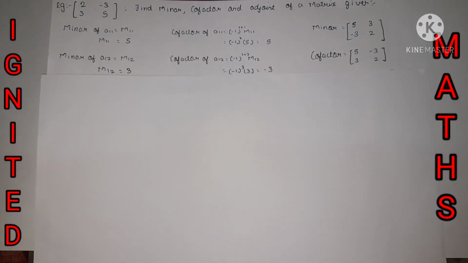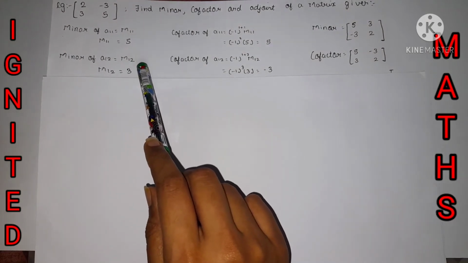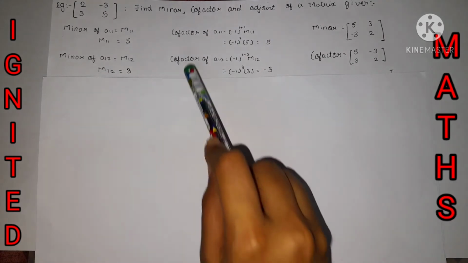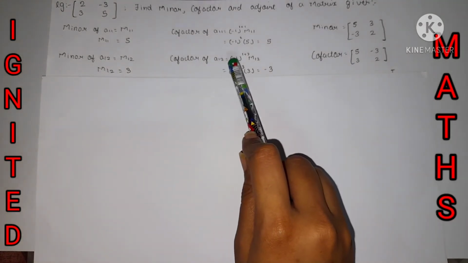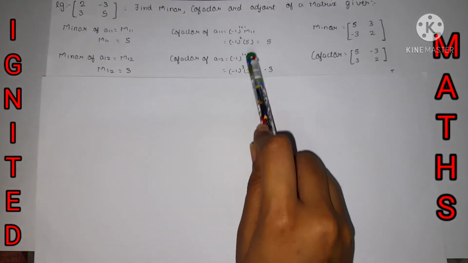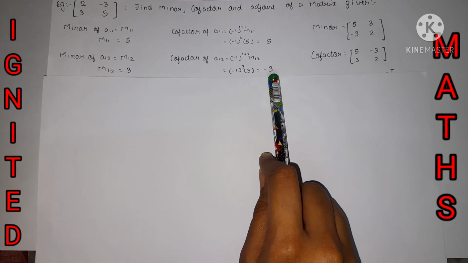Now M of 12. Minor of A12 is equal to M of 12, and M of 12 value will be first row and second column will be hidden, and the leftover term is 3. So we have written over here. Now cofactor of A12, minus 1 raised to 1 plus 2, M of 12. M of 12 value is 3. We have written, and after doing the calculation we will get it.